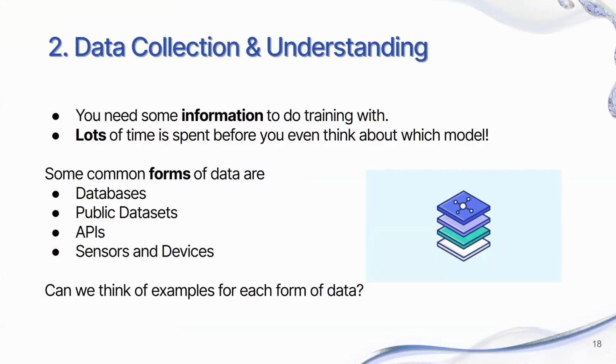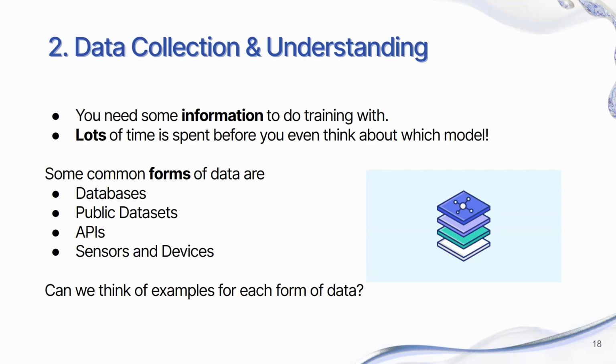But okay, so after deciding on the input and output of your project, of course, you will need some information to do training with, right? Lots of time is spent on data collection and understanding before you even think about what model to use. Some of the most common forms of data are databases, public data sets, APIs, sensors and devices.